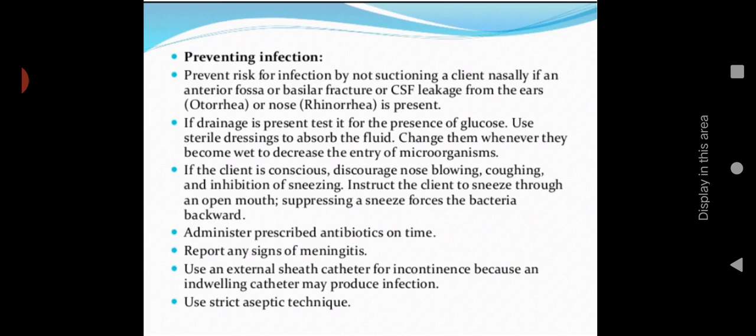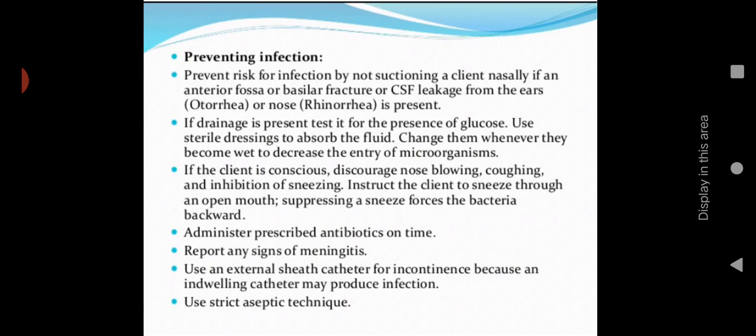If the client is conscious, discourage nose blowing, coughing, and inhibition of sneezing. So you have to tell them to avoid such activities like nose blowing, coughing, and inhibition of sneezing. It can lead to further injury. Instead, have the client sneeze through an open mouth. If they want to sneeze, then tell them to open the mouth and do the sneezing.